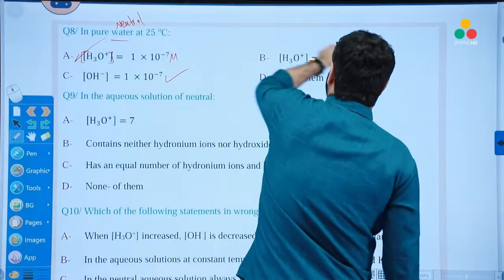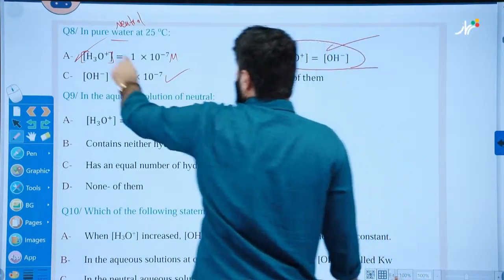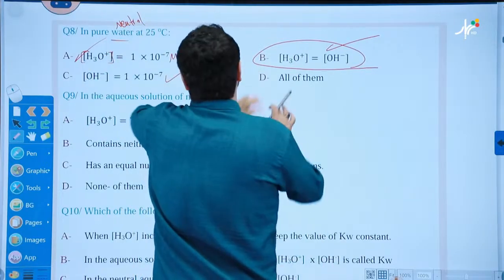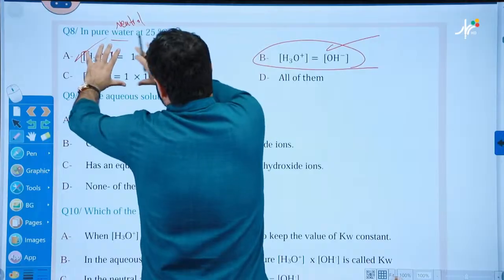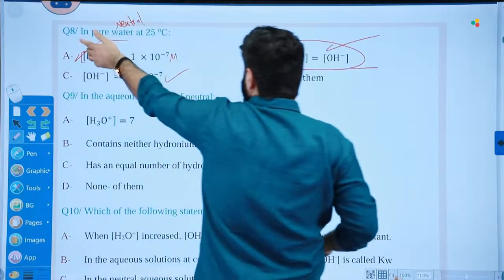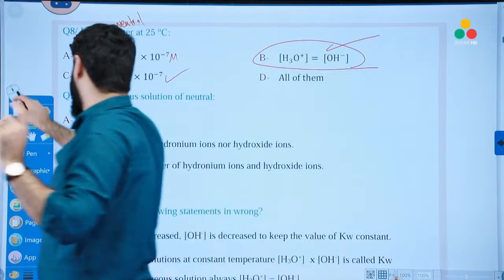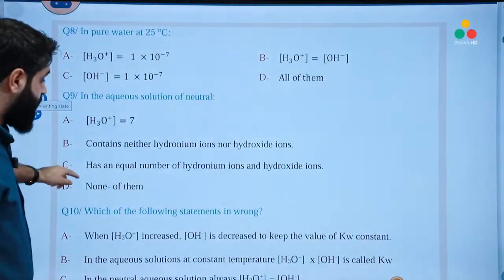Look, this is always true at any temperature, and these two only at 25, because the question didn't say "only," so all are true. If I say only at 25, then A and C are correct. This is impure water always, then B is correct. Good? I'm gonna leave these.